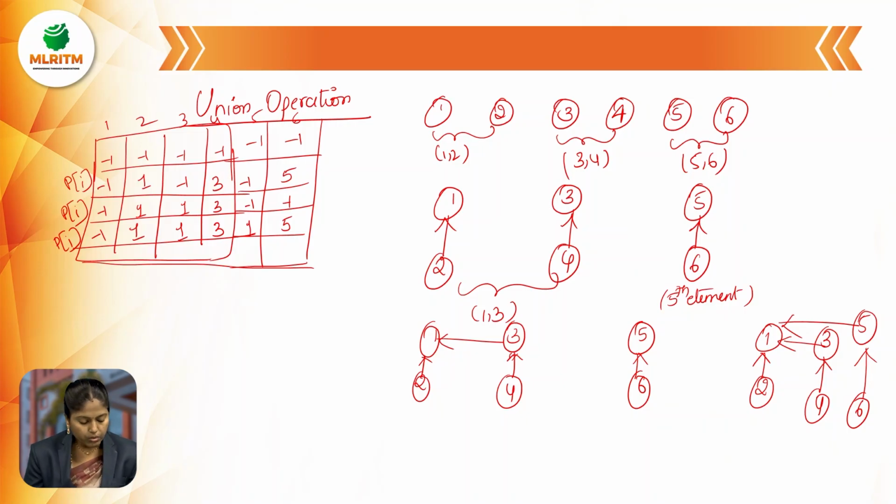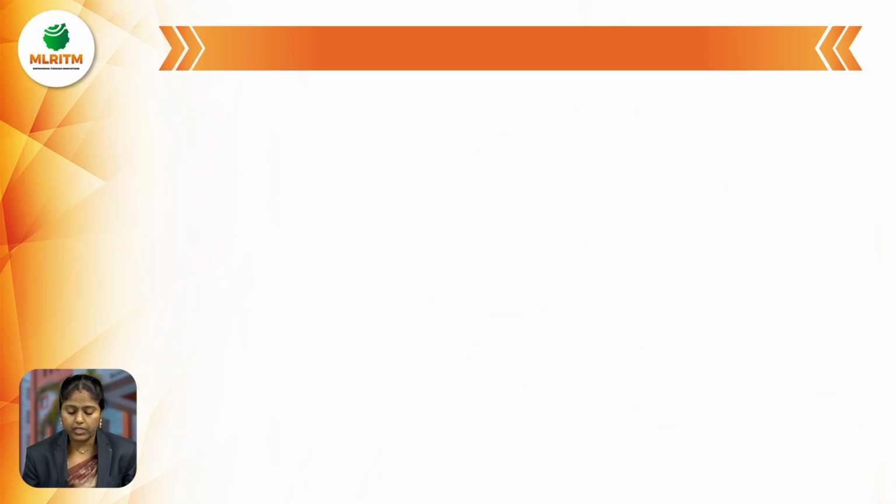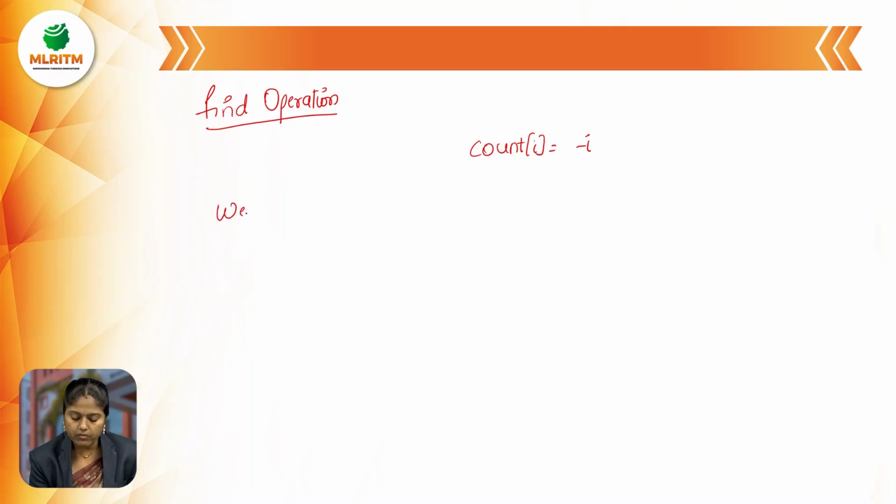Now we are going to assume the next is the find operation. The find operation is nothing but just finding the parent node. In the find operation we just find the parent node. For the parent node, we are just counting and writing the elements. And the next one is weighted union.